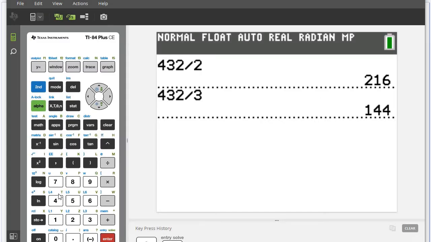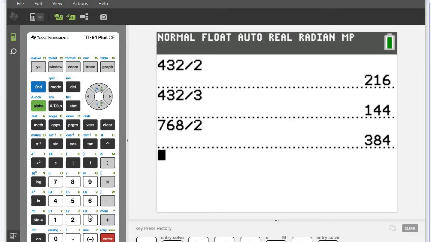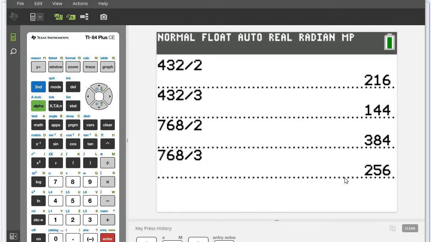Going to go to my calculator. 768, I know, is divisible by 2. So again, I'm going to try that small end first. 384 is absolutely not on my list. Let's do 768 divided by 3. Now 256 is in my list of perfect fourths. 4 to the 4th is 256. So I can use that.